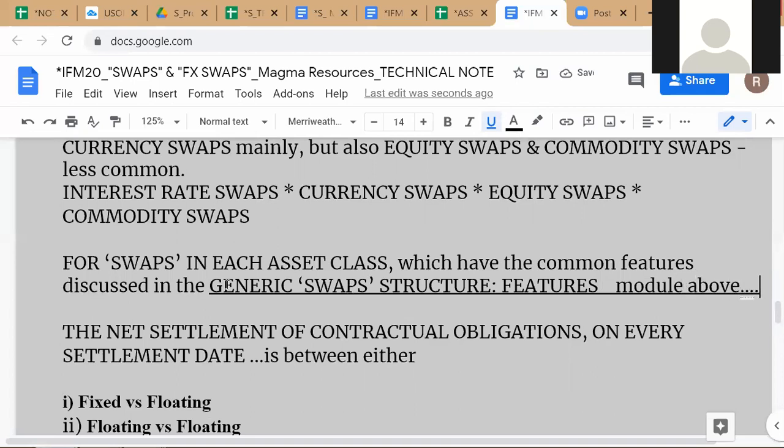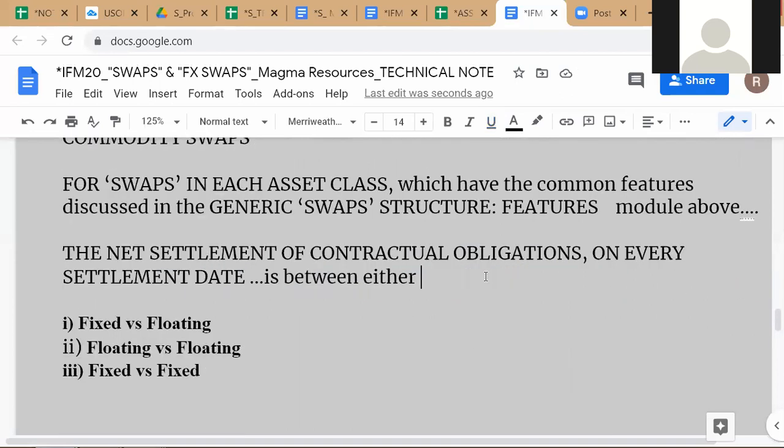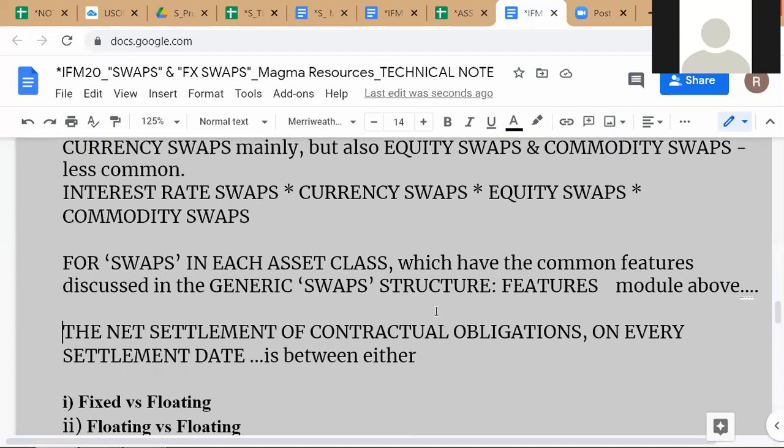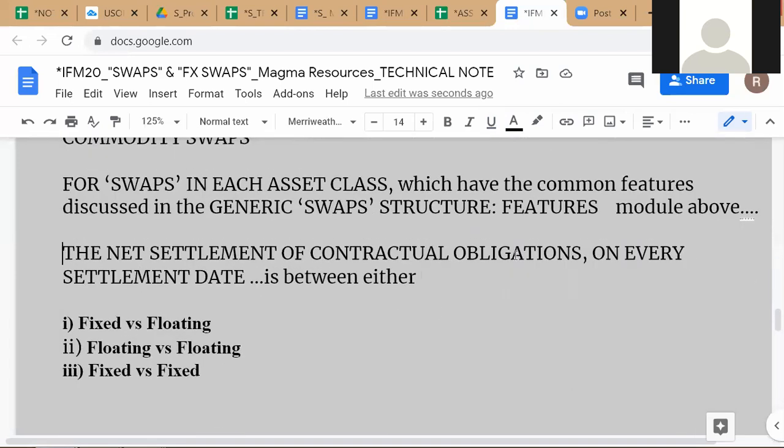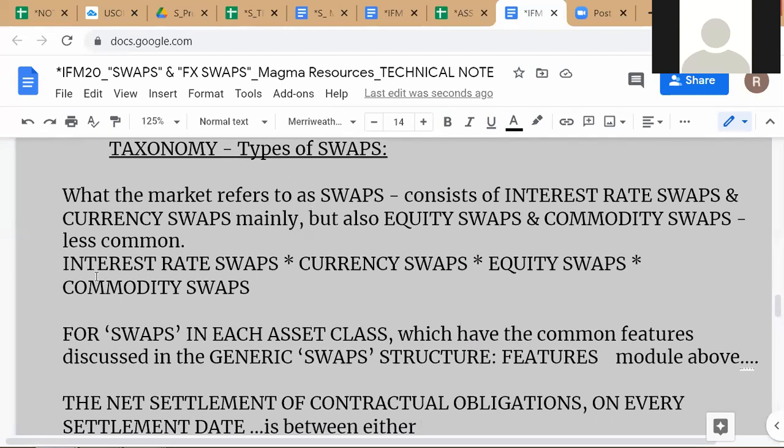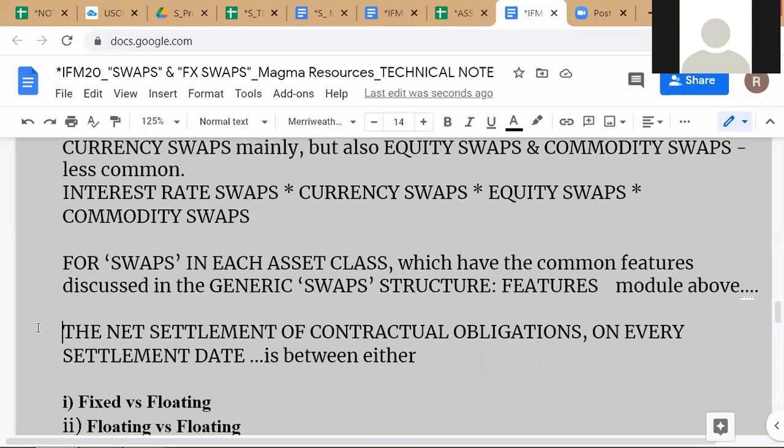So you know what I'm referring to. All right. For swaps, which are the net settlement of contractual obligations, okay, so then we can make two more statements. The net settlement is either between fixed and floating. So we'll make two more statements after the above. We can call them A and B.